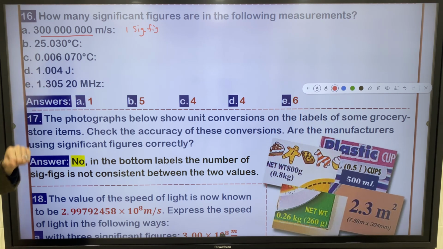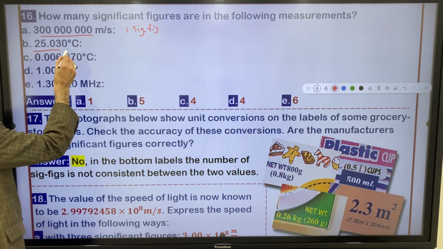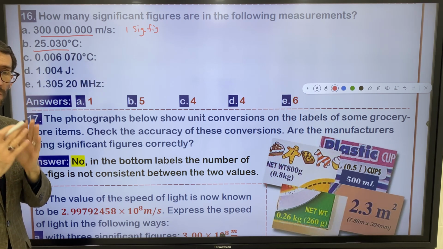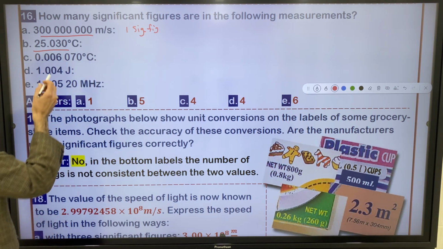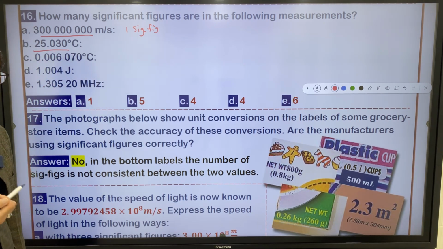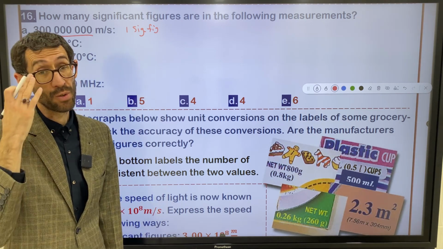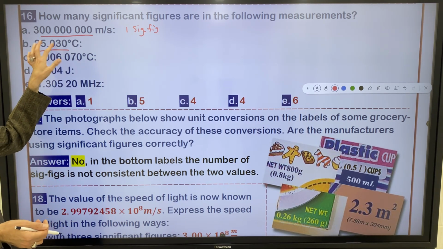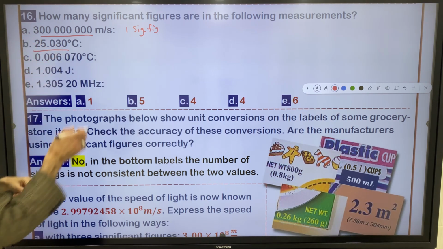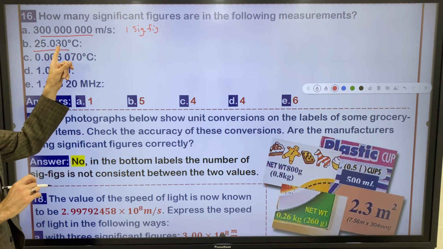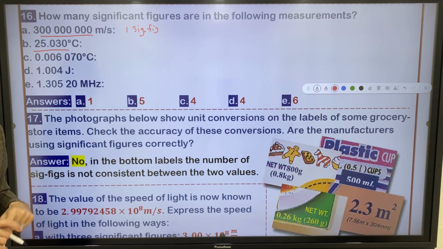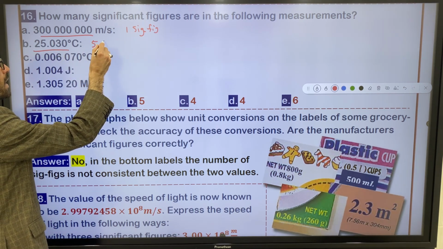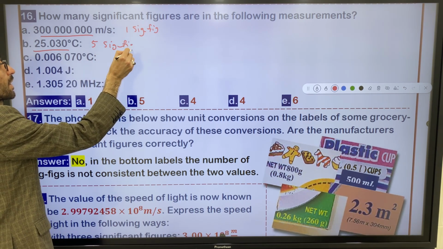25.030 Celsius. So I told you here, actually we have no problem about the non-zero digits. They are significant forever. But we have a problem, and we have a rule. We devised the rule for zeros. Zeros sometimes are significant, sometimes not. Here, this zero is significant because it's a middle zero, and this one is significant because trailing zeros in decimal fractions are significant figures. So how many sigfigs are there here? 5 sigfigs.